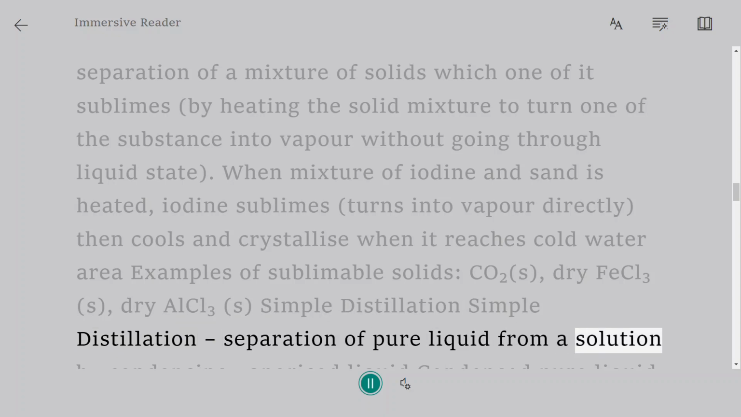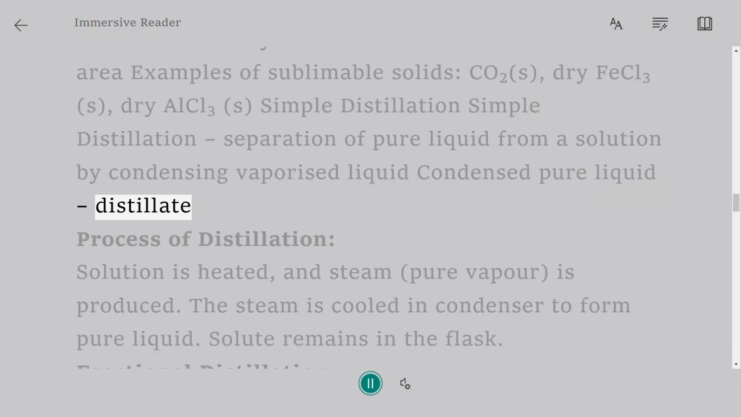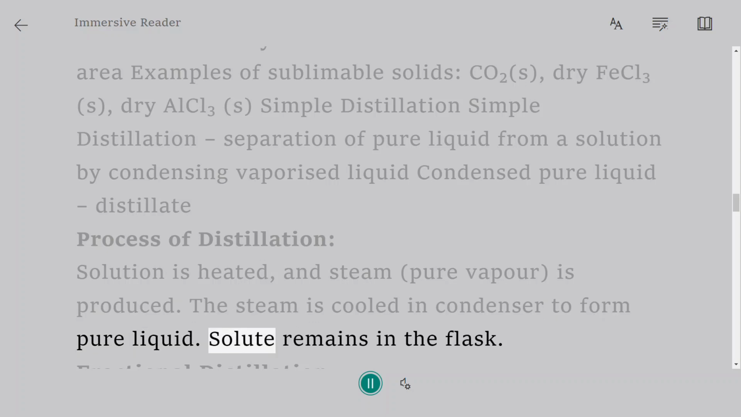Simple distillation is the separation of a pure liquid from a solution by condensing the vaporized liquid. The condensed pure liquid is the distillate. Process of distillation: the solution is heated, and steam, pure vapor, is produced. The steam is cooled in a condenser to form pure liquid. The solute remains in the flask.